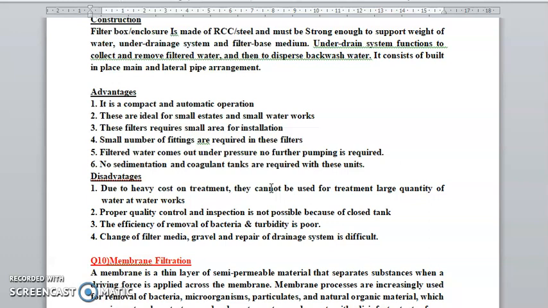Disadvantages. Due to the heavy cost of treatment, they cannot be used for treating large quantities of water. Proper quality control and inspection is not possible because of the closed tank. Efficiency of removal of bacteria and turbidity is poor. Changing the filter media and gravel and repairing the drainage system is difficult.